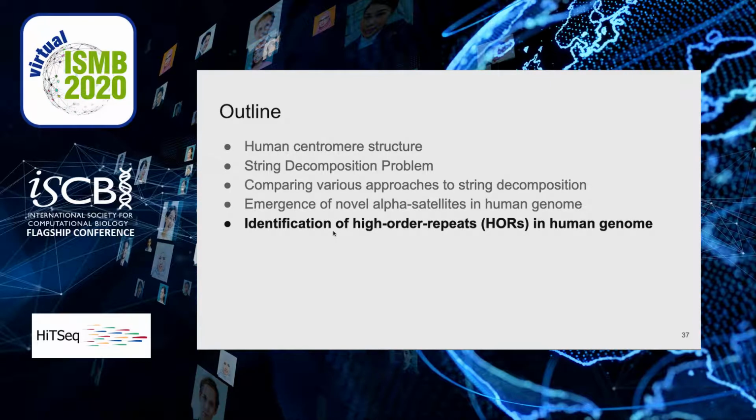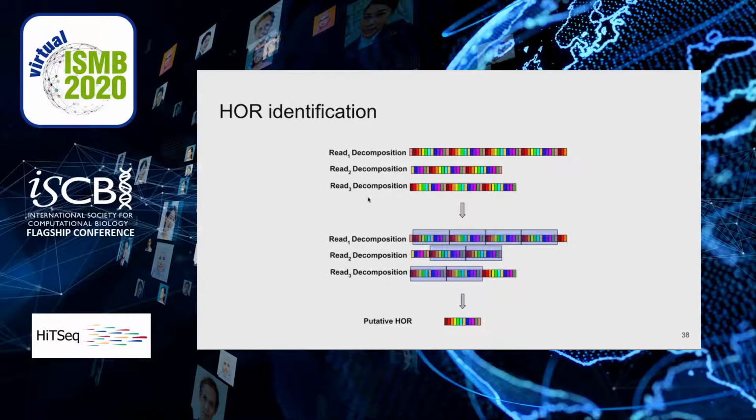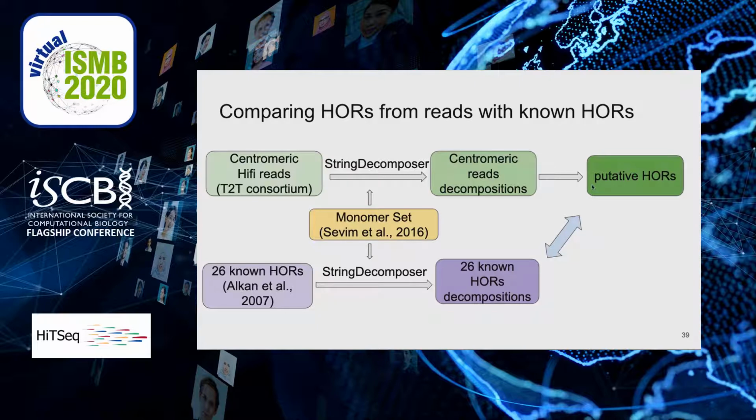Another problem that can be solved with the help of string decomposition is identification of HR repeats and their variants directly from reads. We can build decomposition into monomers for all reads in a dataset and try to extract HRs and their variants by searching for repetitive regions in these decompositions. As a proof of concept, we decided to compare putative HRs that can be extracted from centromeric HiFi reads and 26 known HRs listed in Alkan and Carter's work.